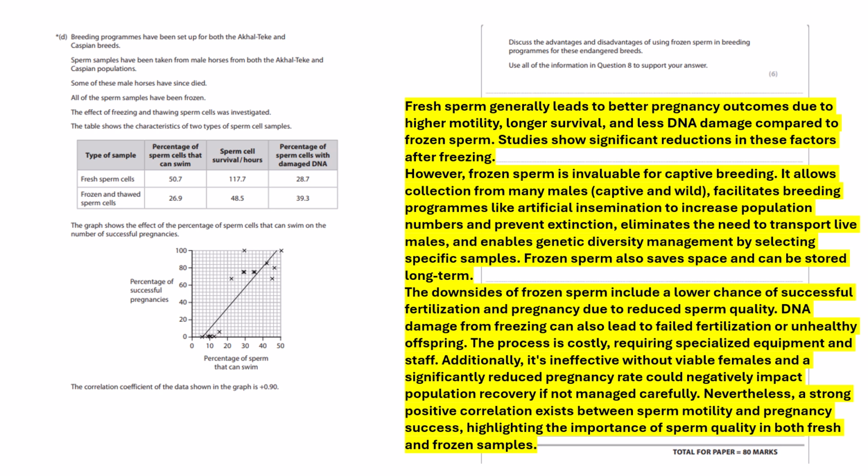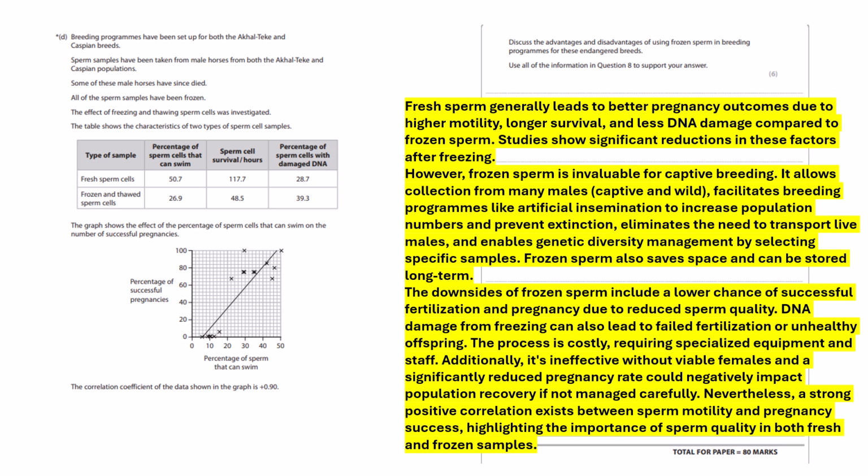The graph shows the effect of the percentage of sperm cells that can swim on the number of successful pregnancies. We have the percentage of sperm that can swim and percentage of successful pregnancies. The correlation coefficient of the data shown in the graph is plus 0.9. So, discuss the advantage and disadvantage of using frozen sperm in breeding programs for these endangered breeds. Use all the information in question 8 to support your answer.